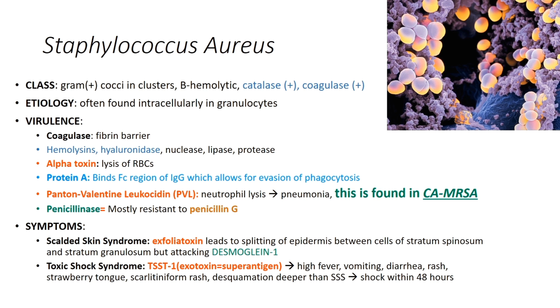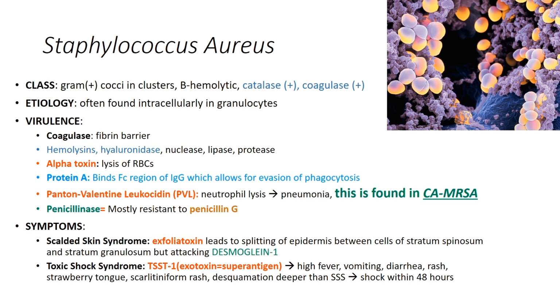These are organized in clusters, whereas your strep is going to be more in chains, long chains for pyogenes, short chains for agalactiae. Staph aureus is beta hemolytic. It is catalase positive and coagulase positive. Remember that you have to know these two things to separate Staph aureus from the other staphylococci: it is coagulase positive. Etiology can be found all over the place, but it can be found within granulocytes.